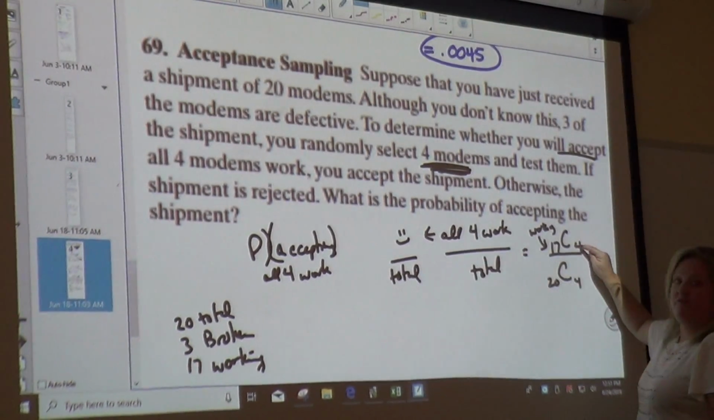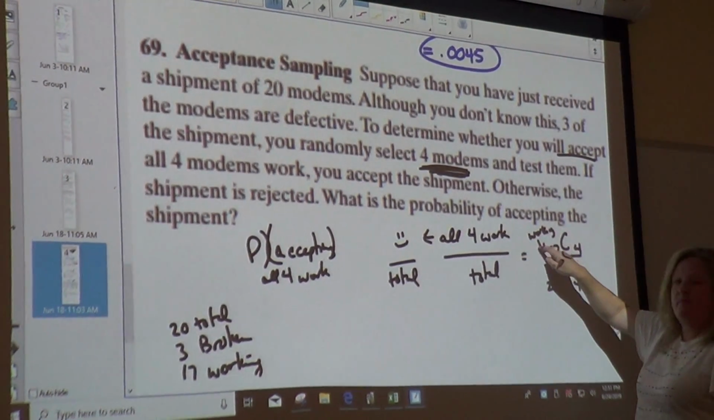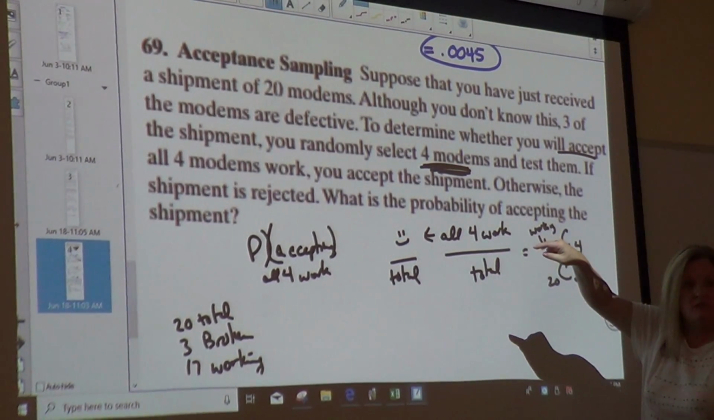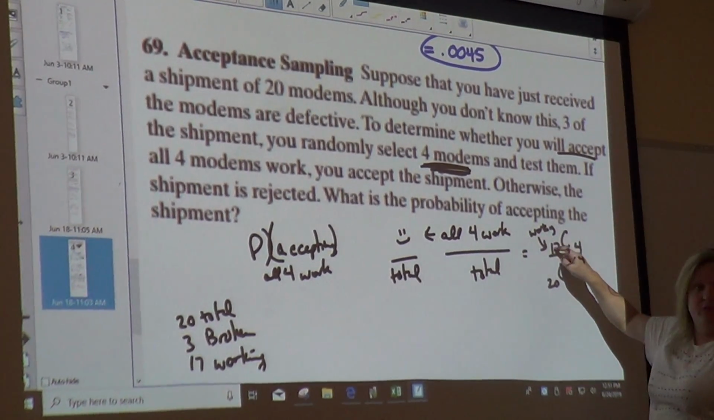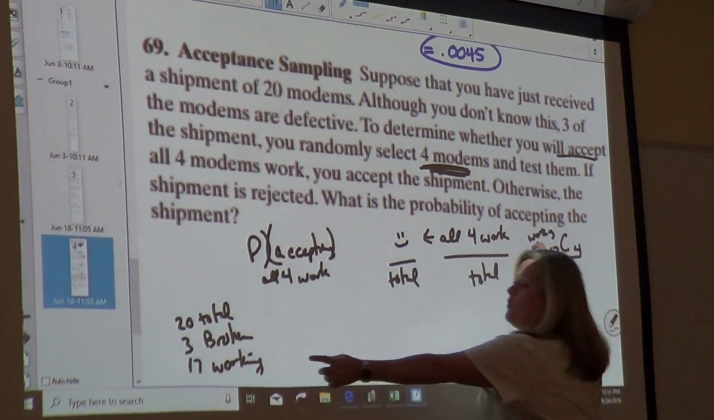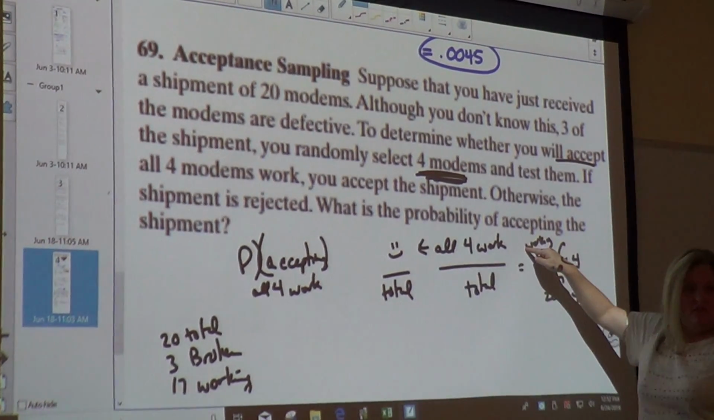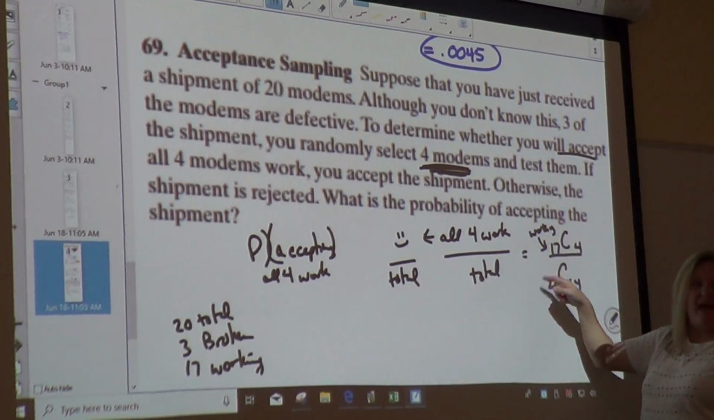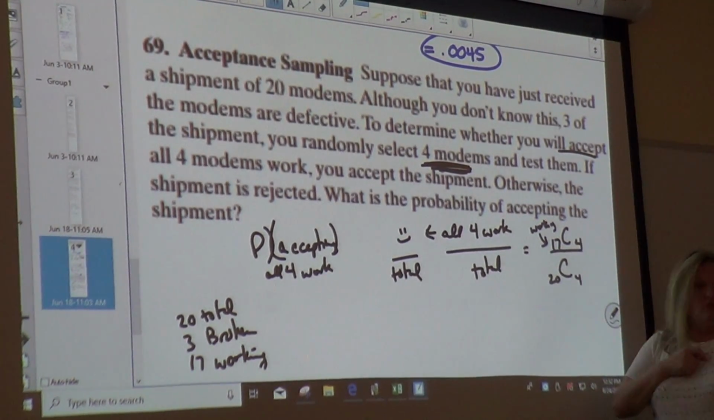So I'm picking 4 from the working. Just like on the other one, I picked 1 of the diodes. I'm picking 4 from the working. Okay. So I picked 4 from the working 17. And my total is 4 from the entire batch. Okay.